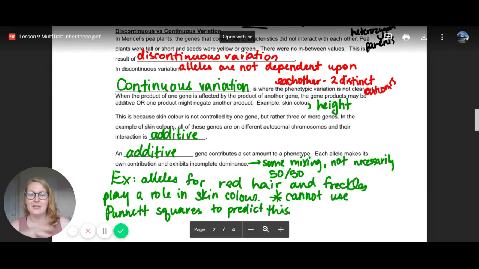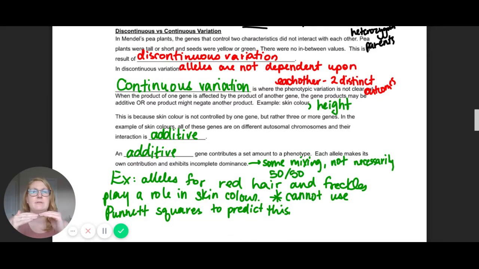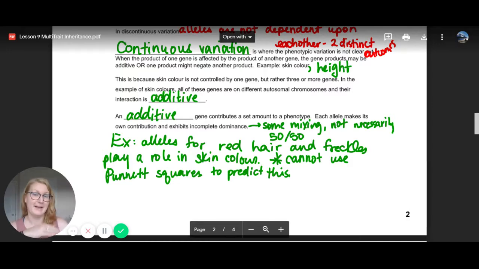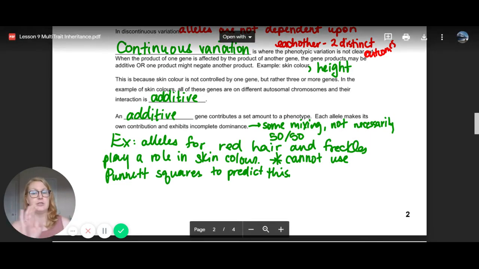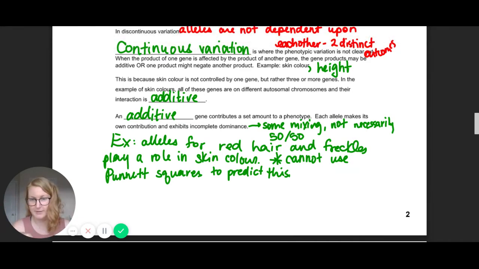Okay, so the other part to this is called additive alleles. So sometimes you have alleles that actually work together to give some types of phenotype. Again, not 50-50 necessarily. An example of additive alleles is you might notice that people with red hair often have freckles and a certain type of very fair skin color. So alleles for all of these things are contributing with each other to form a very typical phenotype that we see. As I said before, with continuous variation, it's not possible at all to use a Punnett square. The only ones we can use a Punnett square for are discontinuous variation, okay?